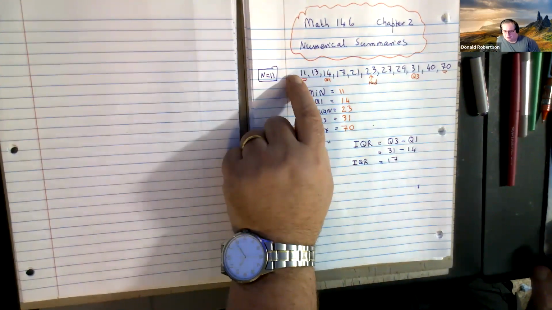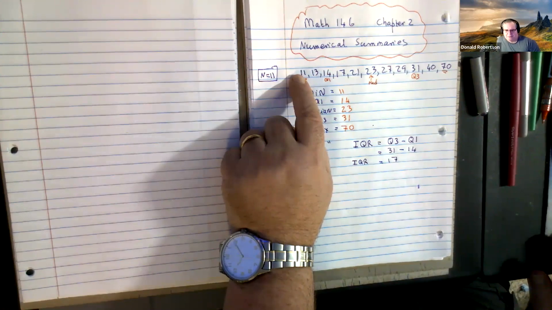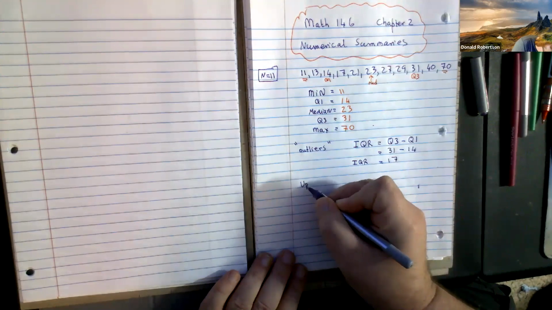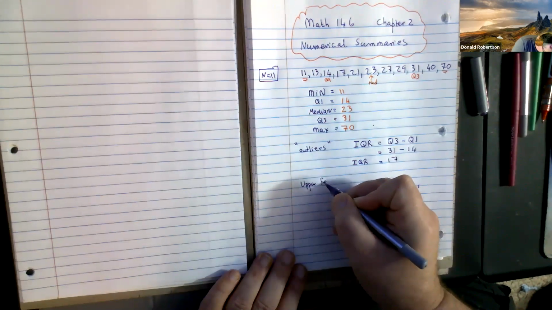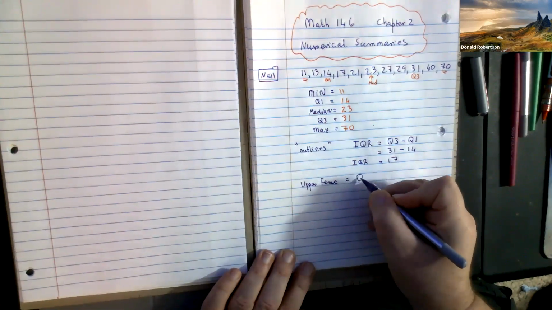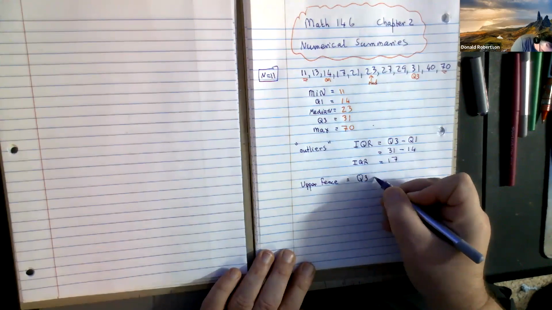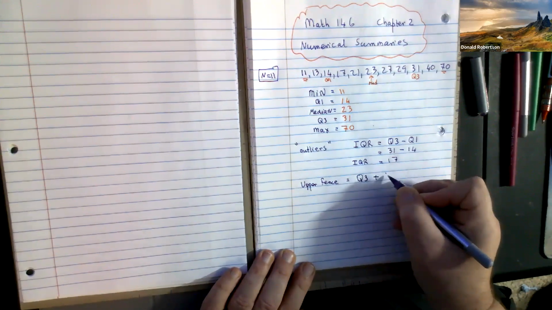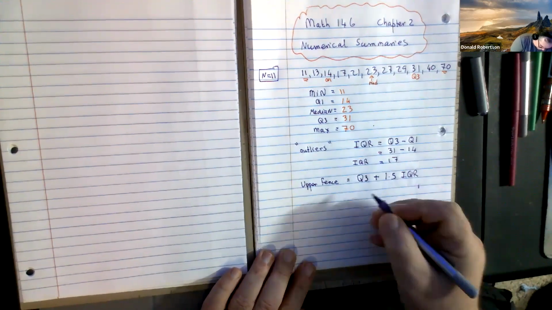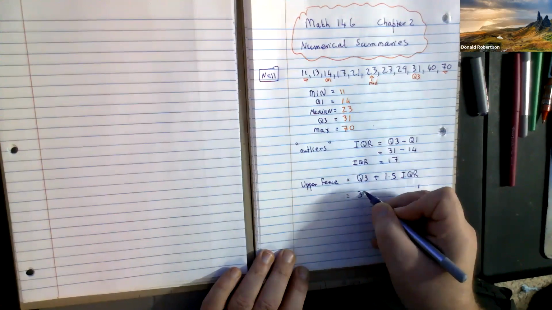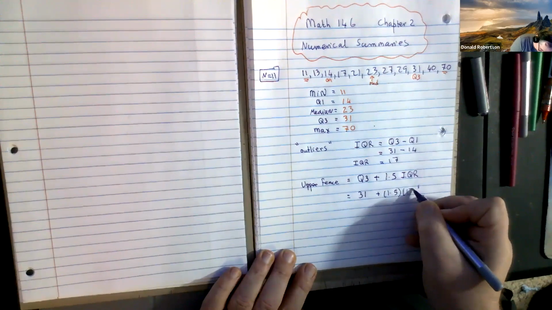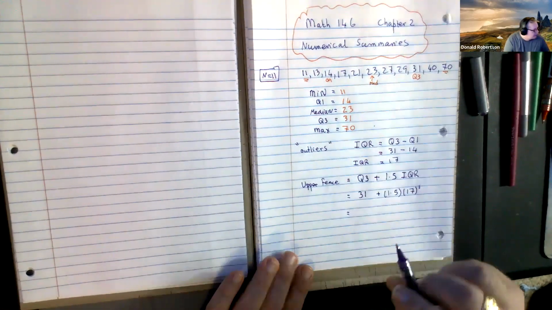Since I'm not really worried about that 11, I'm 99.9% sure it's not a problem, I'm only going to calculate the upper fence. And the upper fence is a number that says, if you're bigger than this guy, you're an outlier. And the upper fence is Q3, add, I should say, 1.5 times the interquartile range. So Q3 is 31, add 1.5 times 17.